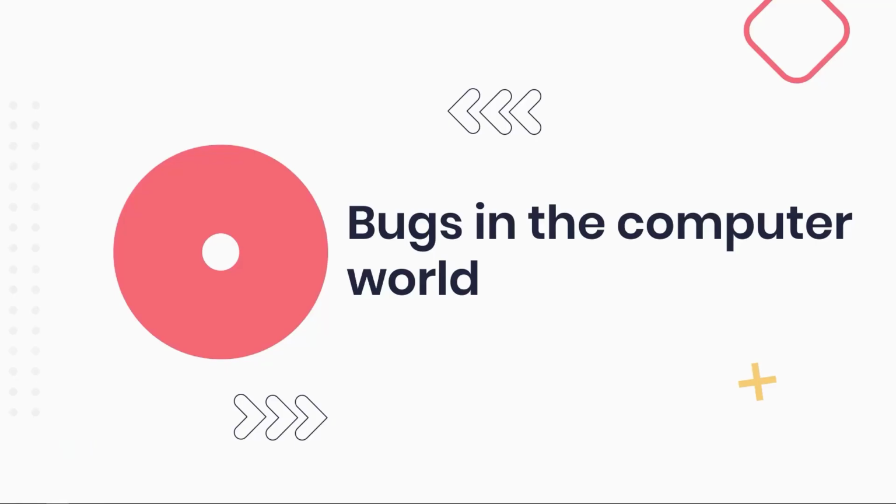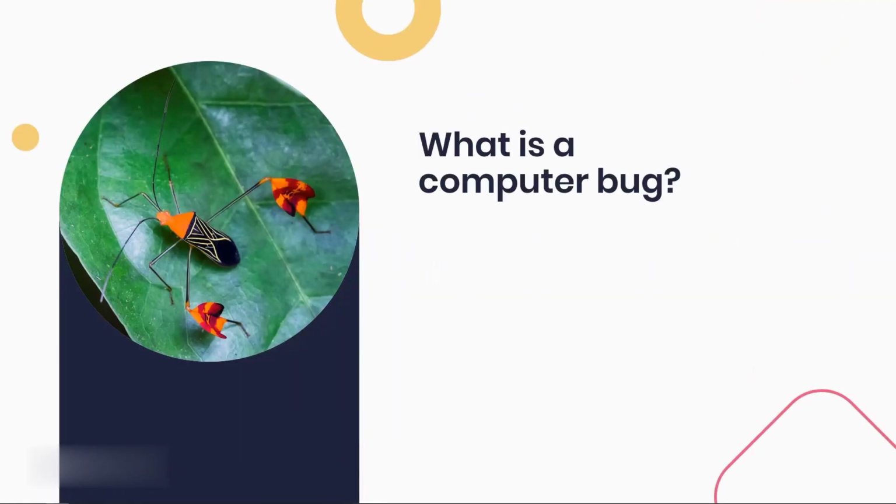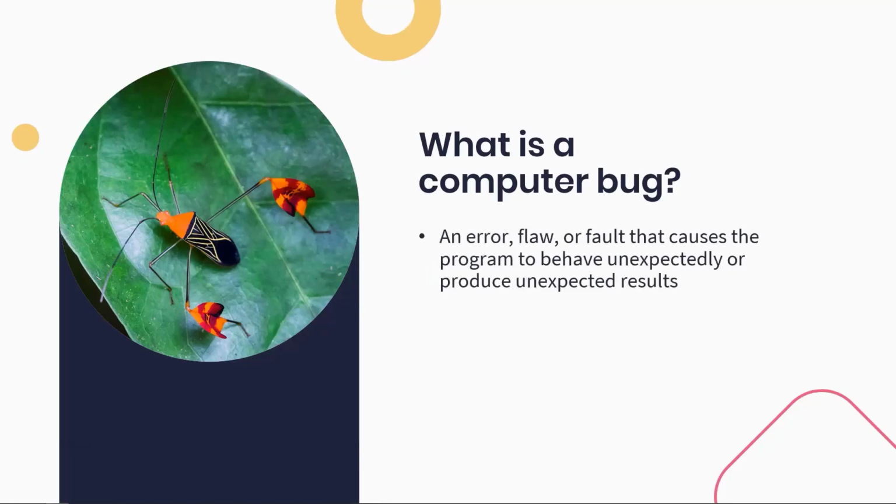You probably already know that we're not talking about bugs that fly around in your room while you're trying to sleep. That said, the first computer bug was an actual bug, but more about that a bit later. A computer bug is an error, flaw, or fault that causes the program to behave unexpectedly or produce unexpected results. It is essentially the behavior that is observed when a program doesn't perform as intended. This applies to both computer hardware and software.